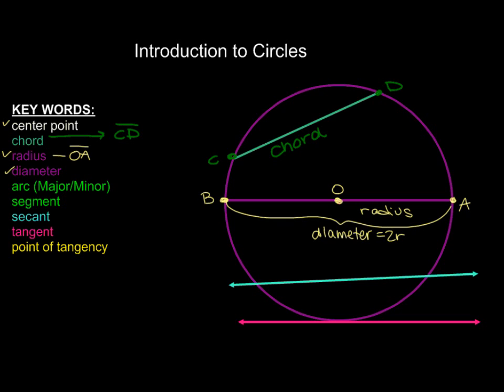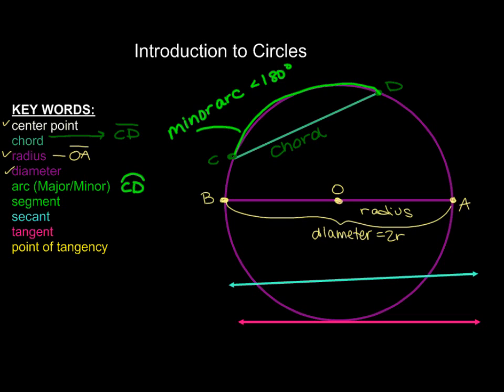Okay, next, if you look at your chord CD, it intercepts a piece of the circle, and that piece of the circle is referred to as an arc. So right here, we're looking at arc CD, and this is a minor arc. A minor arc because its measure is less than 180 degrees. So it's less than half of a circle. The way that you will denote an arc is you use the letter CD with an arc symbol over top.